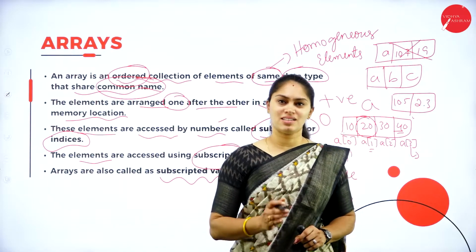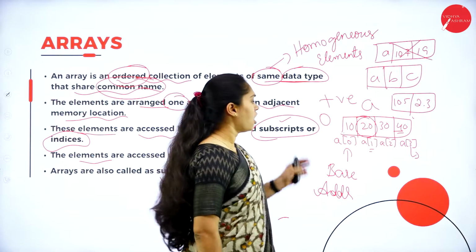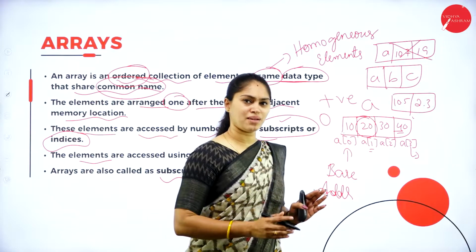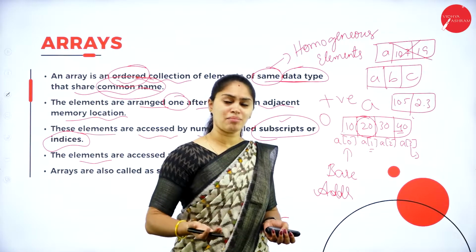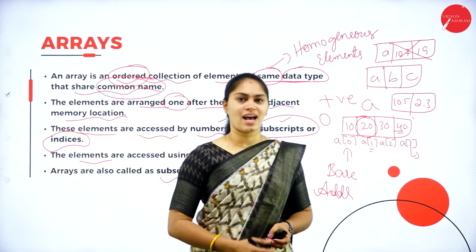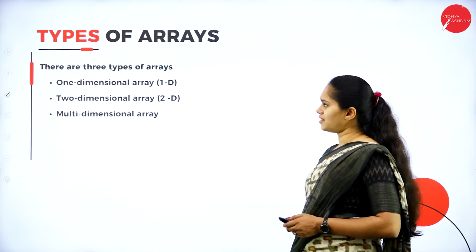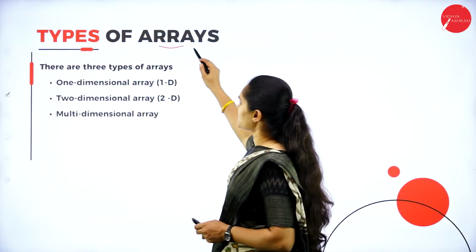If I wanted to consider an array, then it must be an ordered collection of elements of the same data type. So if it is of the same data type and if it is of n number of elements, then we can call that an array. These are the basic things that you need to understand. Then what are the types of arrays we have?